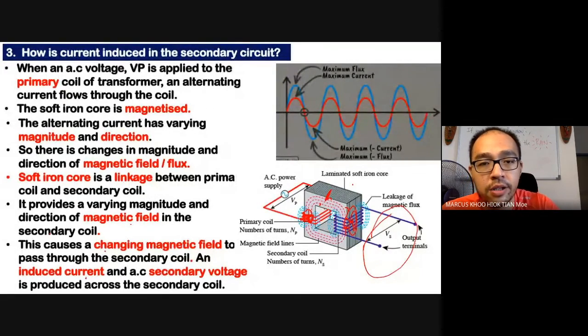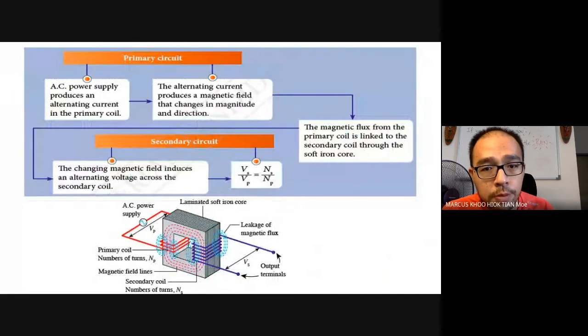Okay, let's continue. So, primary circuit, this is a short form of the whole thing. AC power supply produces alternating current, which produces a magnetic field from the primary coil, and then after that, changing magnetic field, and then, okay, this is the formula that we are going to use in a little while.